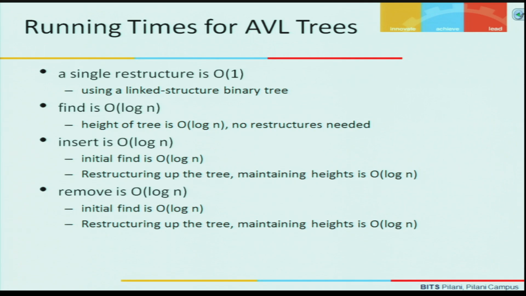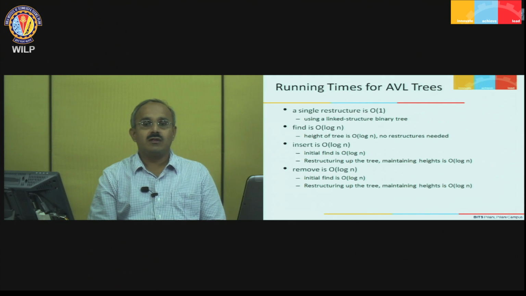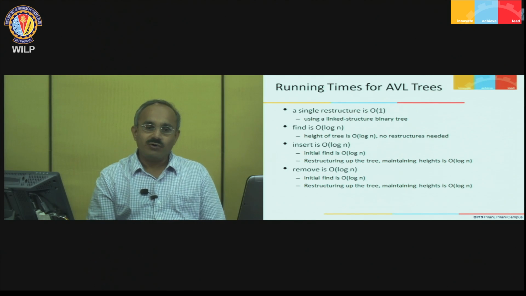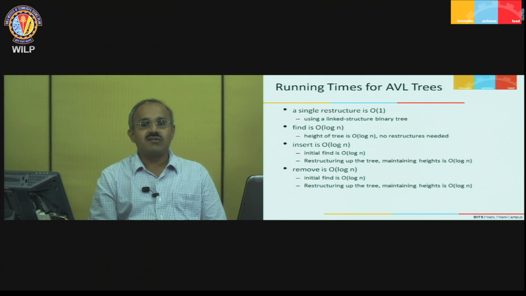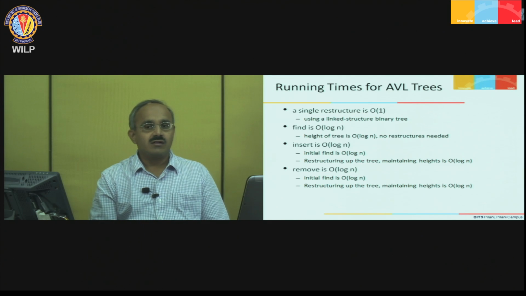Let us look at the running times of all the procedures. If you look at a single restructure operation, it depends only upon pointer adjustments and is based upon the linked list structure of a binary tree. And these operations are either one of the 4 cases that we have seen, whether it is insertion or deletion. We have seen that there are only 4 possible cases in which property can be violated and you need to do a trinode restructuring.